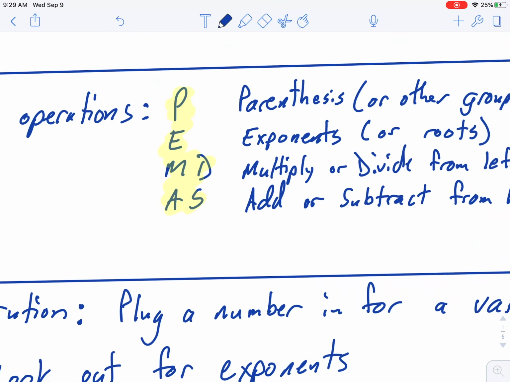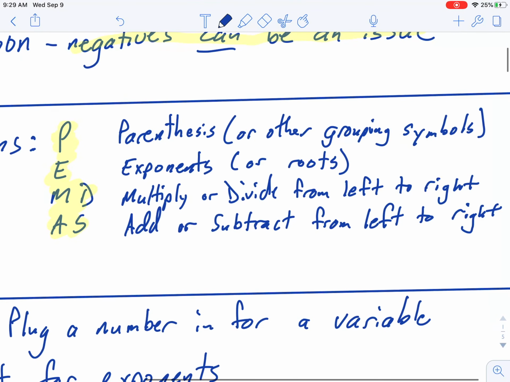So it was agreed that grouping symbols, and there's a number of them, parentheses, brackets, absolute value bars, even a fraction bar can be a grouping symbol, would always be looked at first and anything inside there worked out. E stands for exponents, which could also include roots.